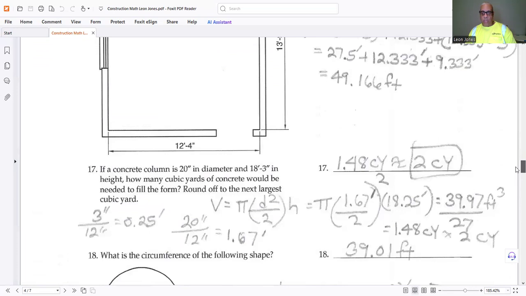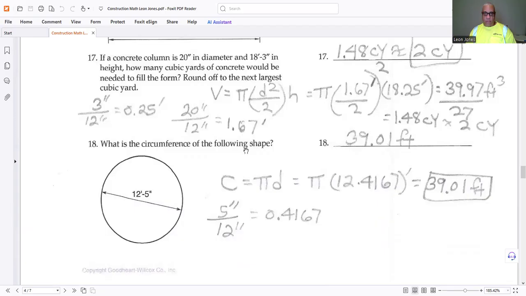For this one, you're dealing with a concrete column here. You're going to take your inches and convert them into feet. And what are you utilizing? You're utilizing volume. Always write your formula down. You plug all of your numbers in. And then you're going to get your cubic feet. You divide it by 27 to get your cubic yards. And this is approximately 2 cubic yards.